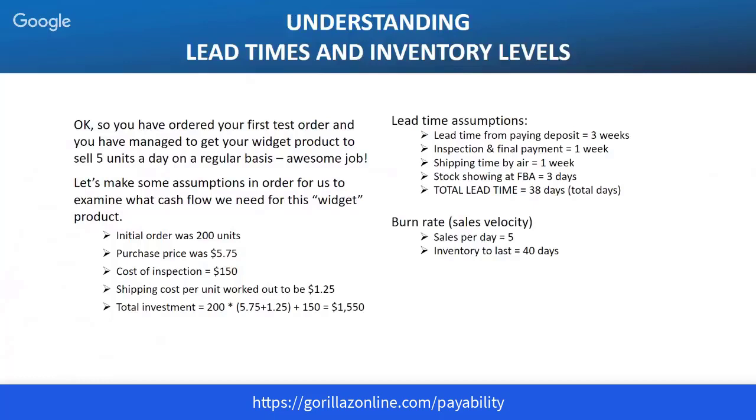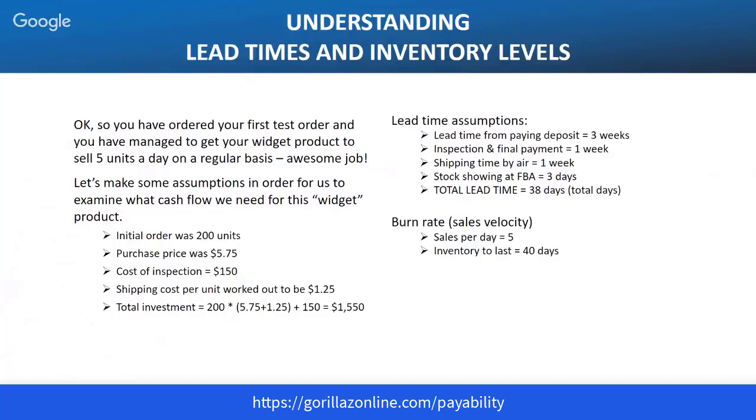So you've ordered your first test order, and you've managed to get your widget product to sell 5 units a day on a regular basis. That's a pretty good job. Let's make some assumptions in order to examine what cash flow actually looks like and what we need to continue selling our widget product. Let's go through the numbers over on the left-hand side. The initial order was 200 units because it was a test order.